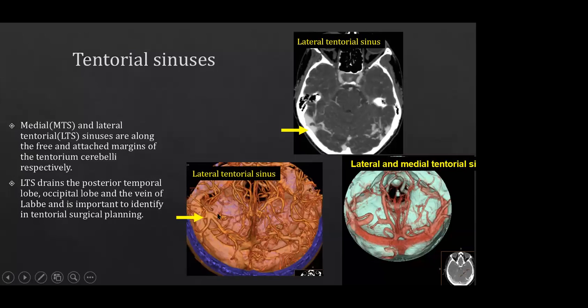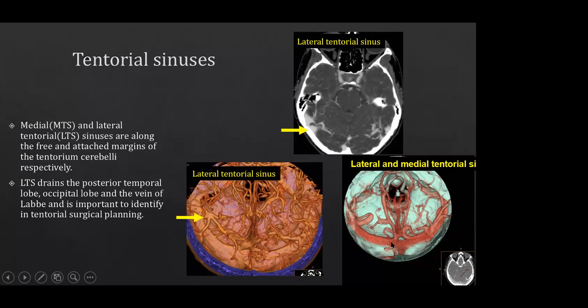And it's important to identify these sinuses, especially when you're treating fistulas, to understand where exactly is the point of fistulation. Because if you obliterate the transverse sinus and the fistula is on the lateral tentorial sinus, the fistula is going to remain patent. And it's important to understand the anatomy in relation to pathology.